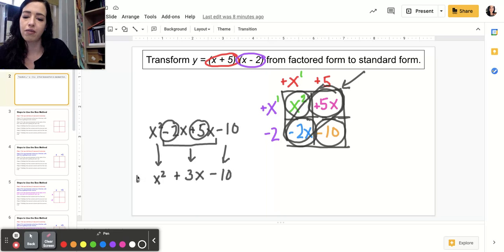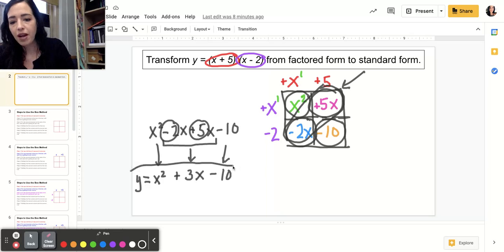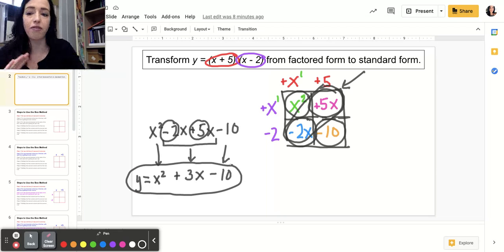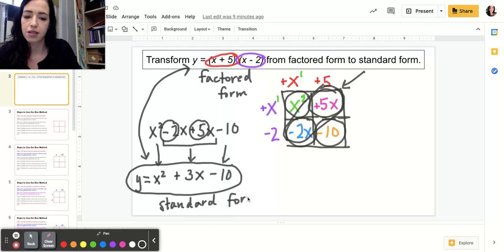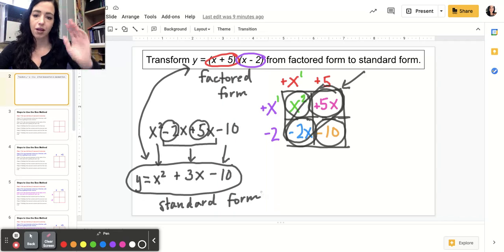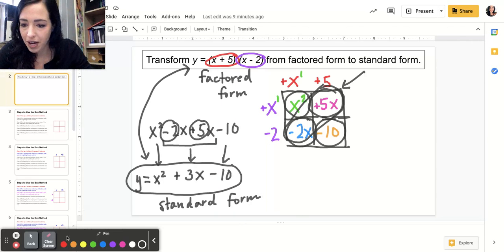Finally, I'm running out of room over here, but I'm going to put my y out front. And what we have done is we have not changed the function at all. We just switched the format of the function. So these two things right here are the exact same function. This up here is just factored form, and this one down here is now standard form. So there's that for you guys.